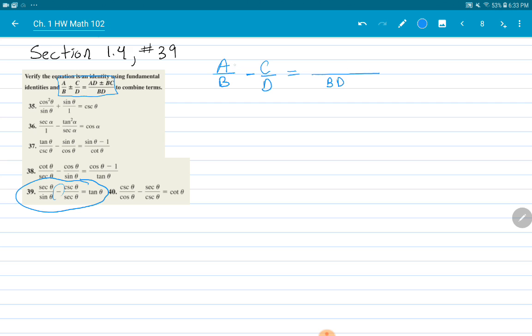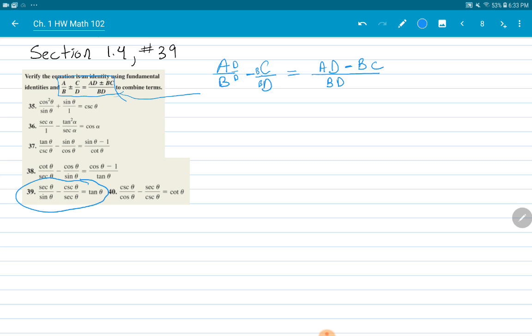That means I have to multiply the a times d over b times d, which gives me the AD here, minus, and then to get that b over here, I want b over b. So I get AD minus BC. So that's where this formula comes from. It's how to combine adding and subtracting fractions. So now to apply it to this one.